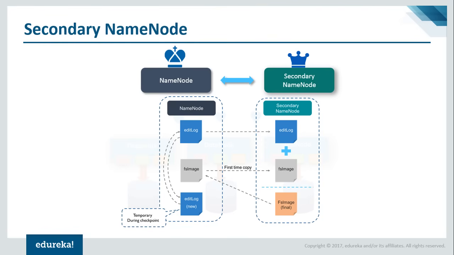So it performs checkpointing. It adds up the edit log and the FS image and finally makes an updated FS image. This FS image is then copied back to the name node, just to make sure that the name node is always updated with all the newer transactions. So if a name node fails, all the metadata will not get lost. The secondary name node has it. If you want to set up a new name node, the FS image from the secondary name node will get copied to the name node and all your data will be preserved.